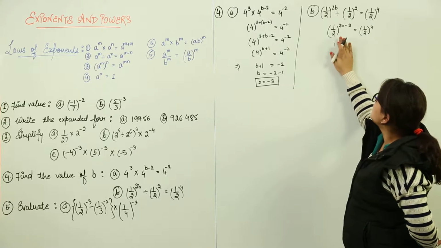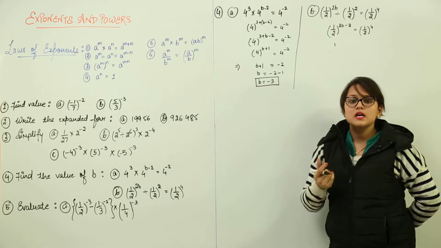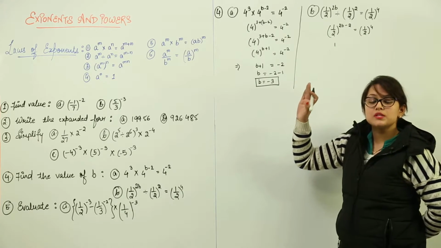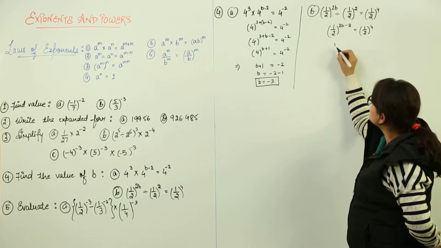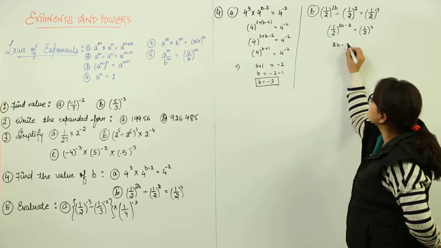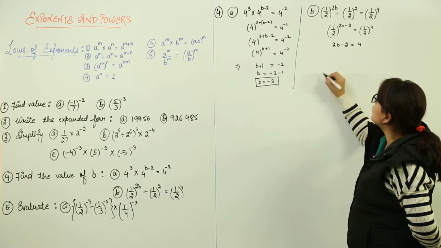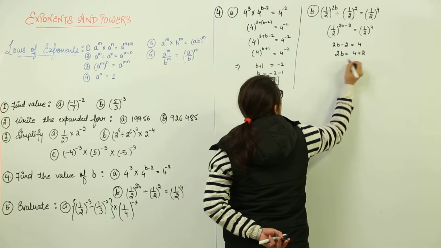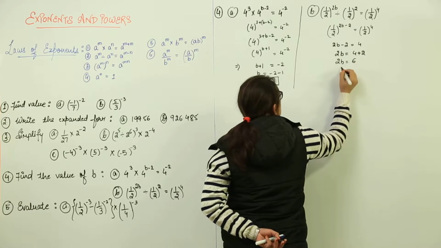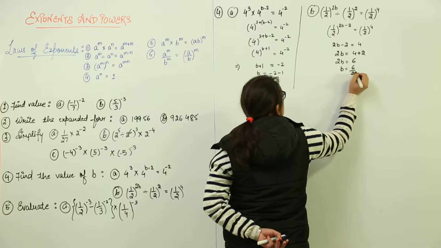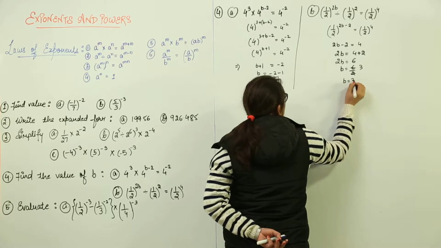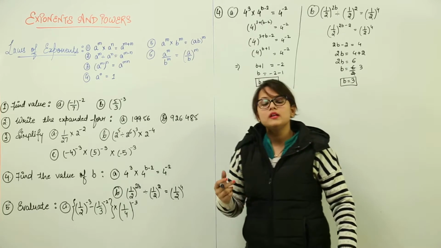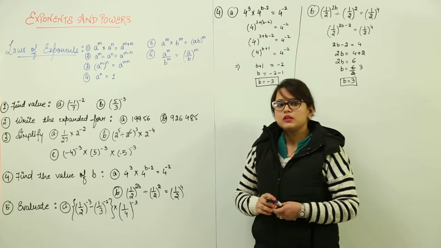Here also again the same thing. The bases are same. So the powers have to be equal so that the left hand side becomes equal to the right hand side. So we will equate the powers now. 2b minus 2 equal to 4. This will solve to 2b equal to 4 plus 2. 2b equal to 6 and b comes out equal to 6 upon 2, which is 3. That means the value of b in this question is 3. This is how we solve any values, whatever values are given in the question.